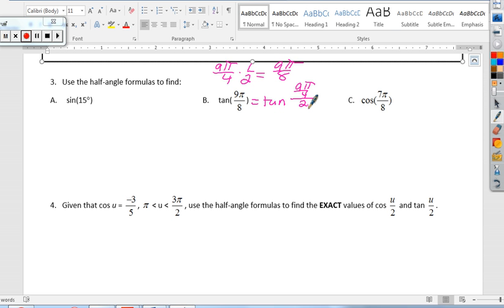Alright, throwing that into the tangent formula, I'm just going to use the one on the top. You can choose either. I find it easier just to have a single term in the denominator, though. So 1 minus the cosine of 9 pi over 4 all over the sine of 9 pi over 4. Now 9 pi over 4, if you're on your circle, it'd be 4, 8, 1 more would get you 9. So it is coterminal with pi over 4. Both the cosine and sine at this point is going to be square root of 2 over 2.